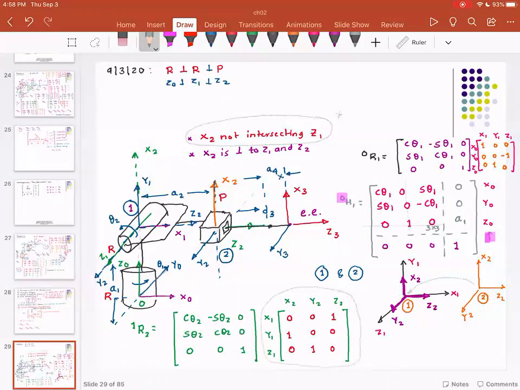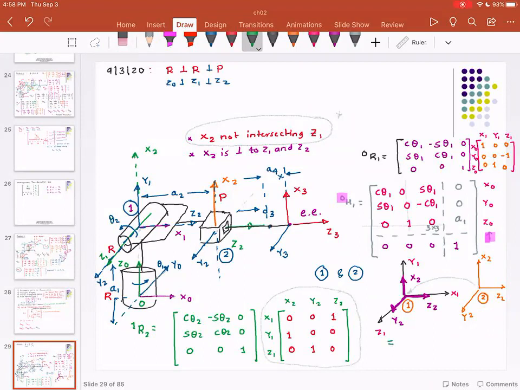X2 is still in the direction of Y1. Y2 is still in the direction of Z1. Z2 is still in the direction of X1. Everyone understood? The projection matrix does not change. What changes are the distances, and I will get to that in just a second.